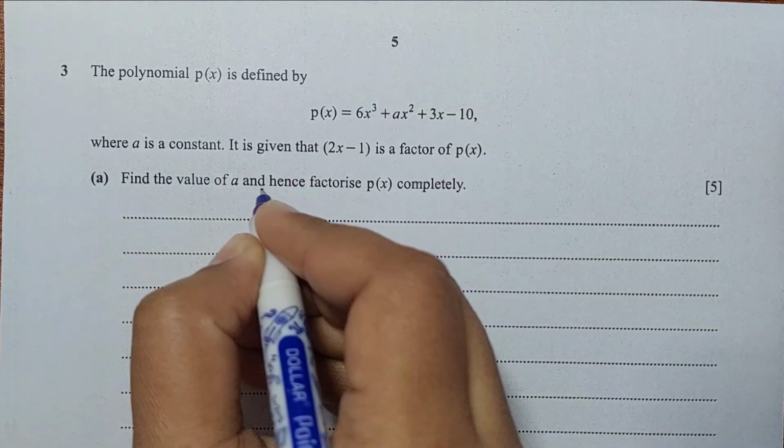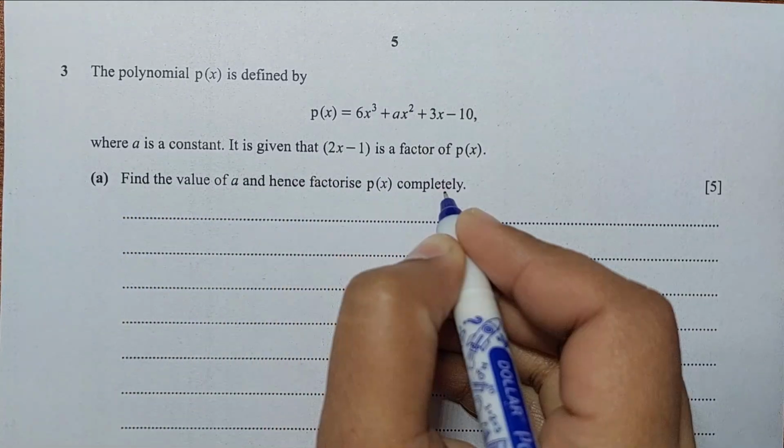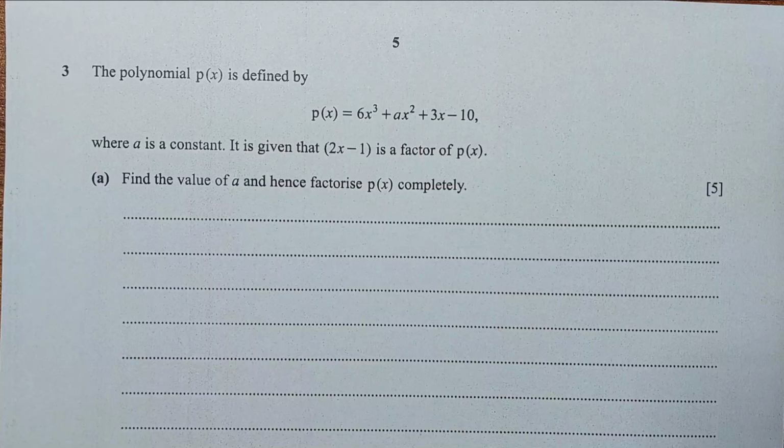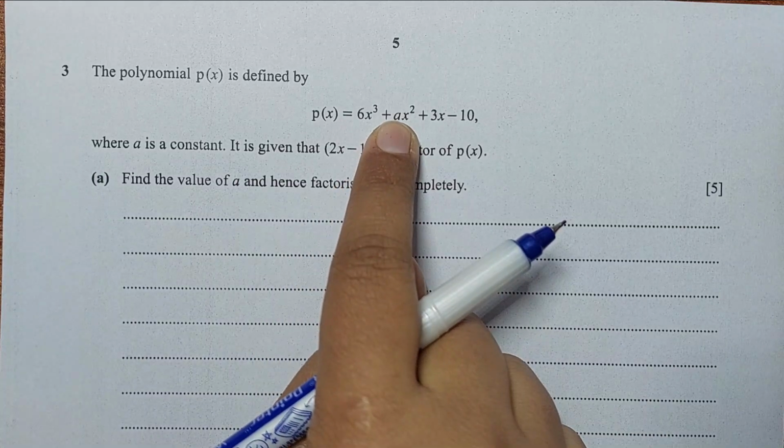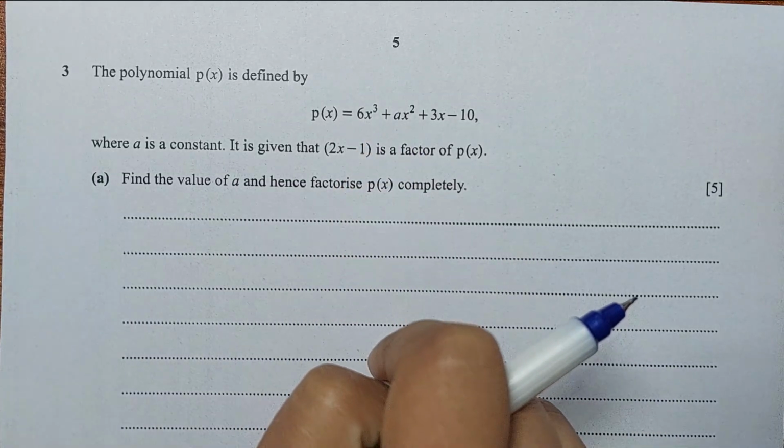Part A, find the value of a and hence factorize p of x completely. So first we need to figure out a value and then we need to factorize this polynomial.